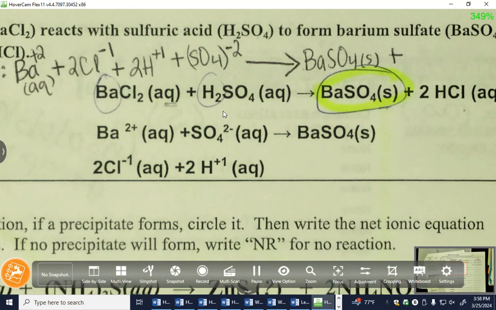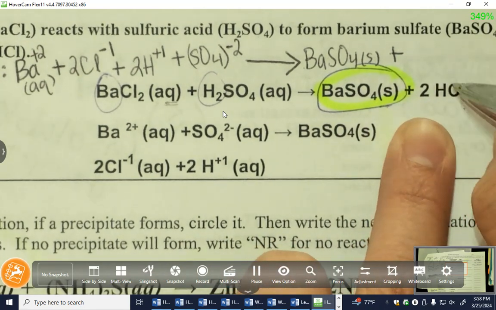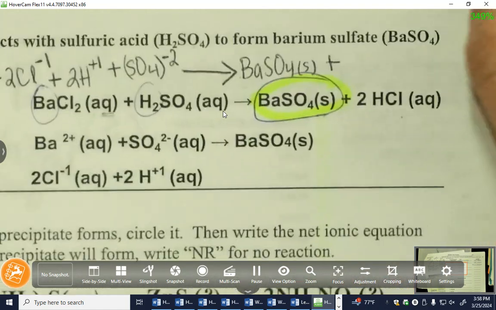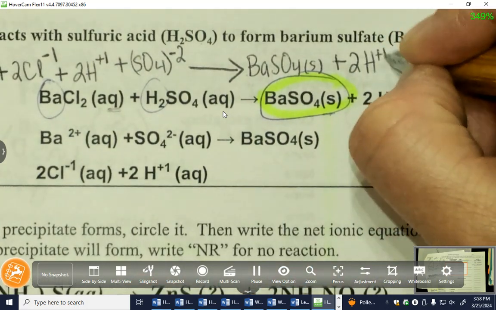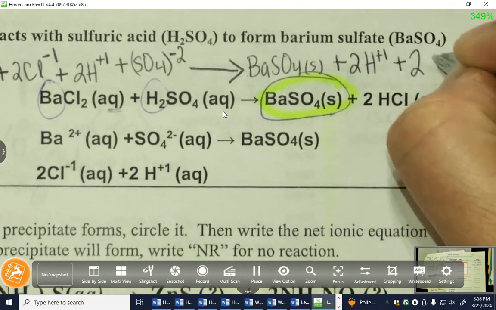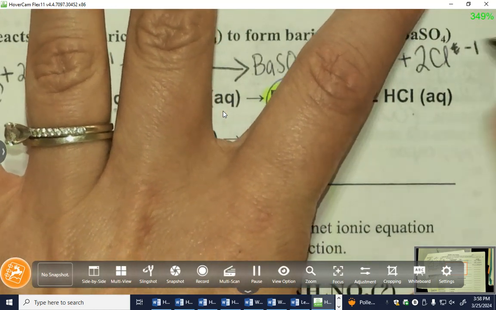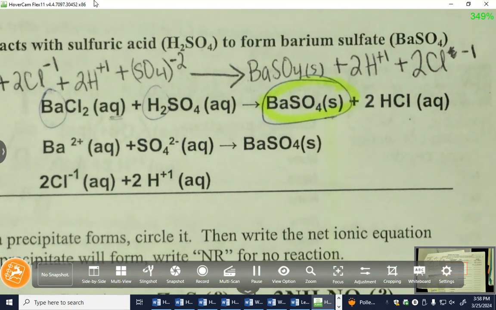Notice I'm not putting charges on that. That's because when they combine, when they have an ionic bond, that allows them to become neutral with whoever they're bonded with, right? So we aren't dealing with the ions there. Okay? Then over here, we have a 2 in front of an HCl. That's aqueous again, so we're going to split it. 2H with that +1 plus 2Cl with -1. Okay? And that right there, that is your complete ionic equation.